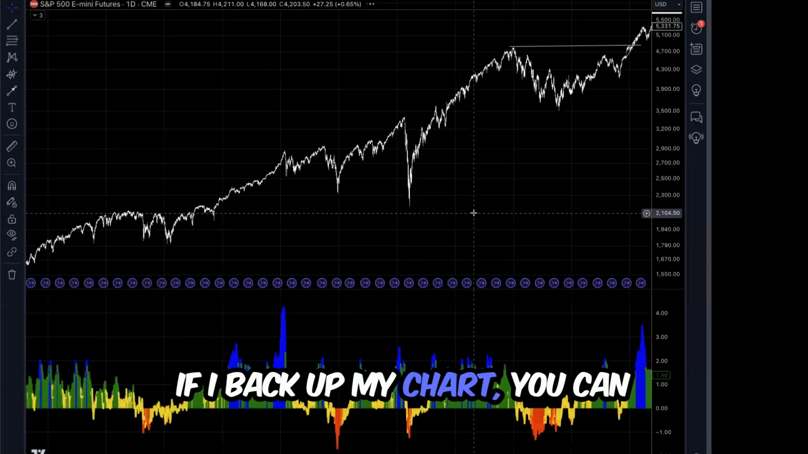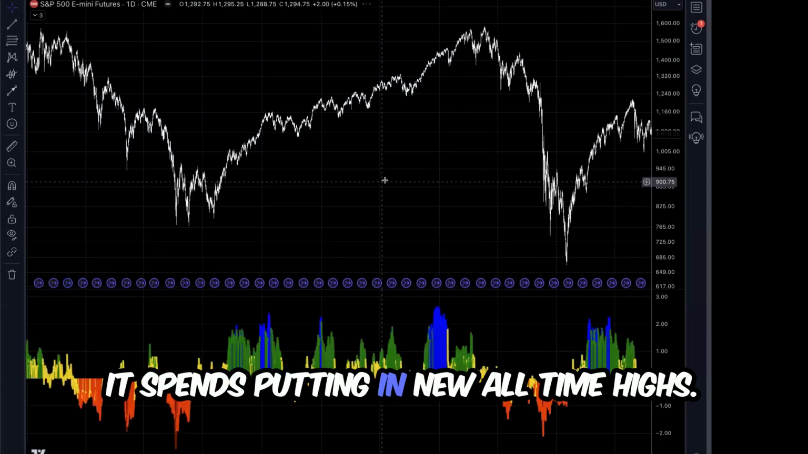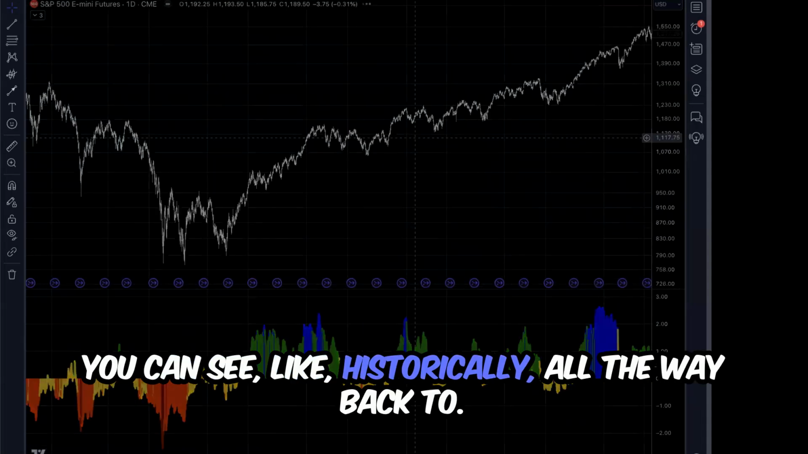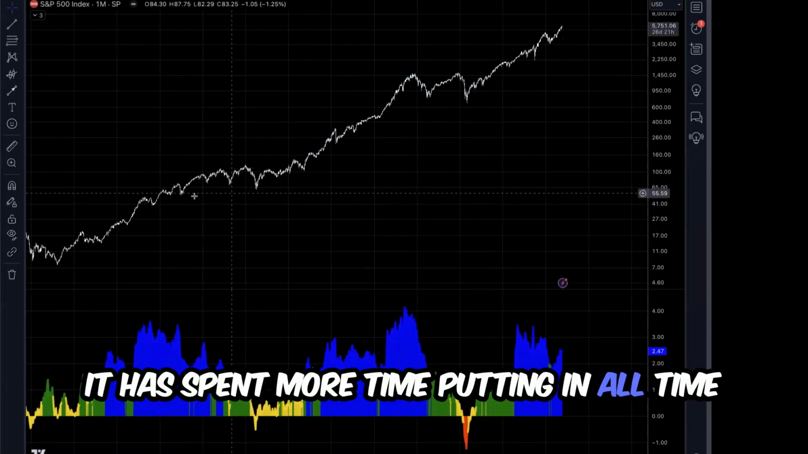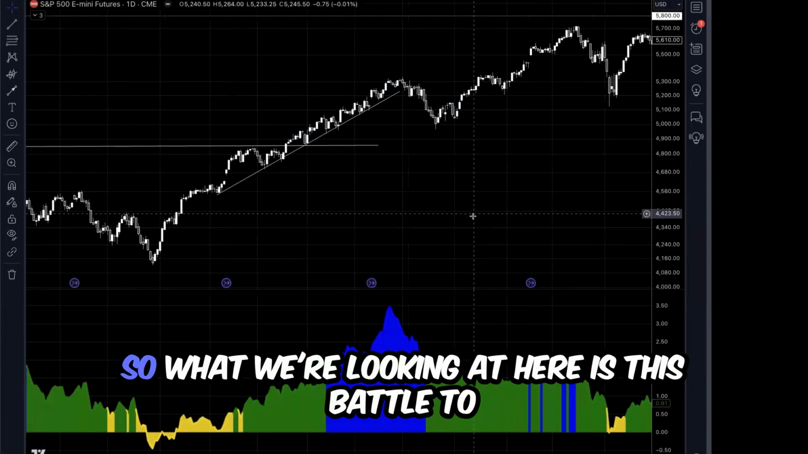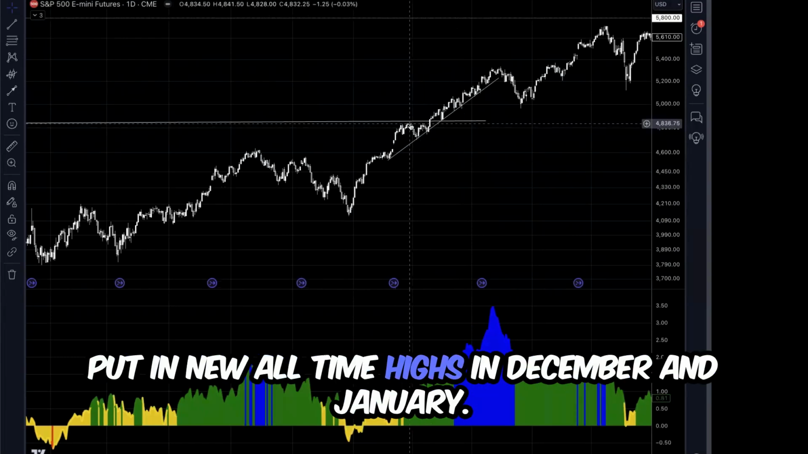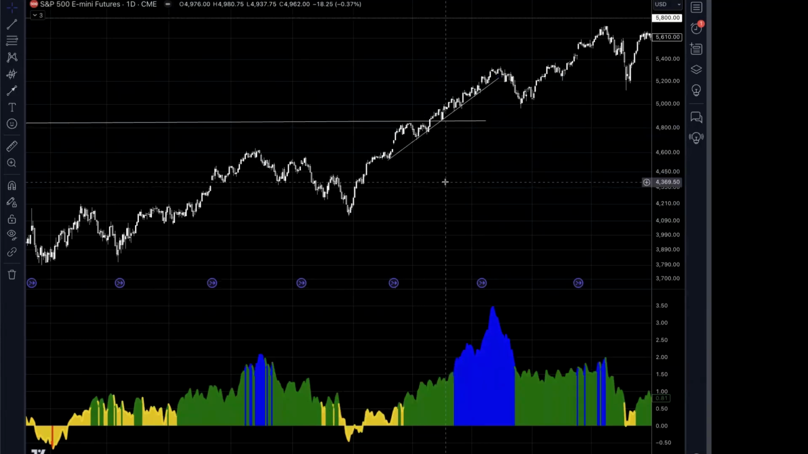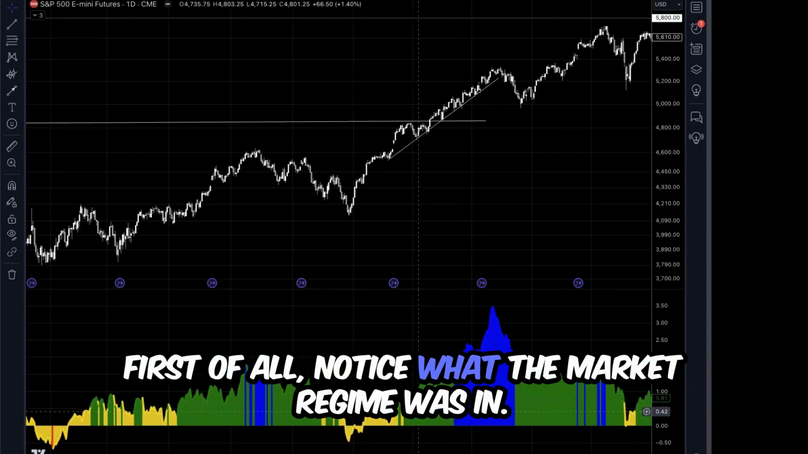If I back up my chart, you can see that historically, all the way back to the beginning, it has spent more time putting in all-time highs than it has doing anything else, really. So what we're looking at here is this battle to put in new all-time highs in December and January. I'm going to go out on a limb and say, first of all, notice what the market regime was in.